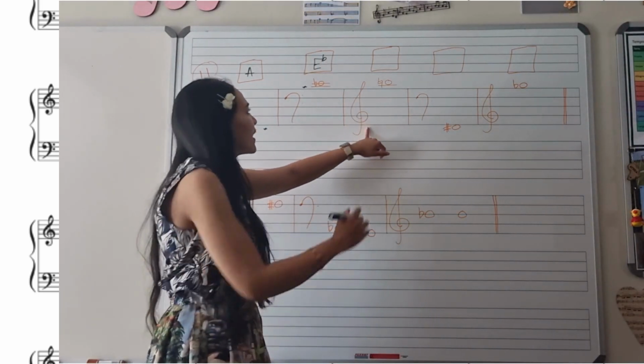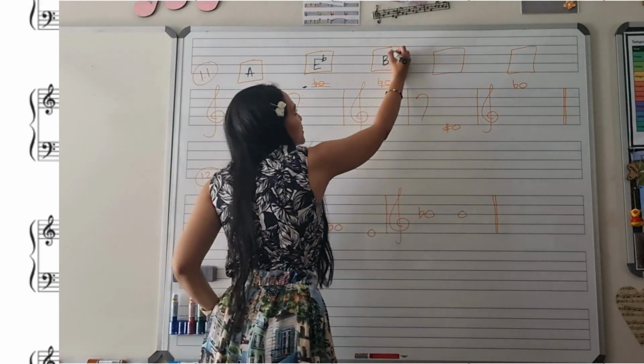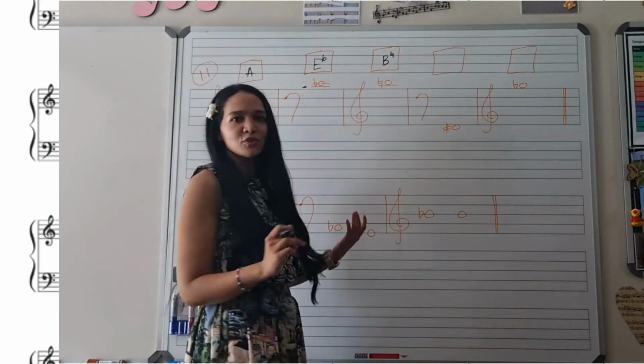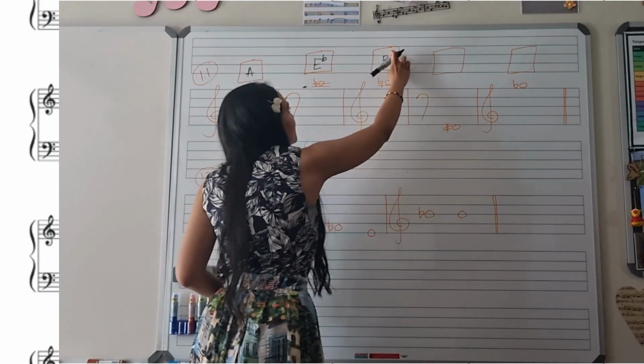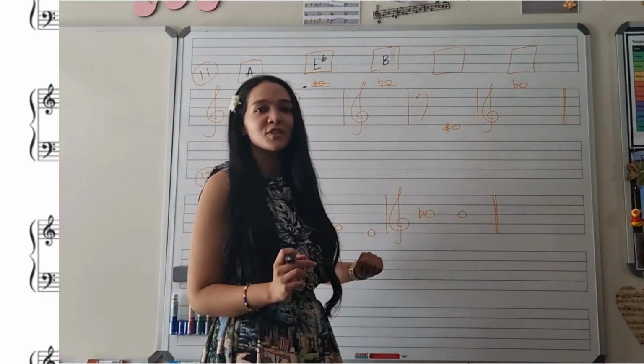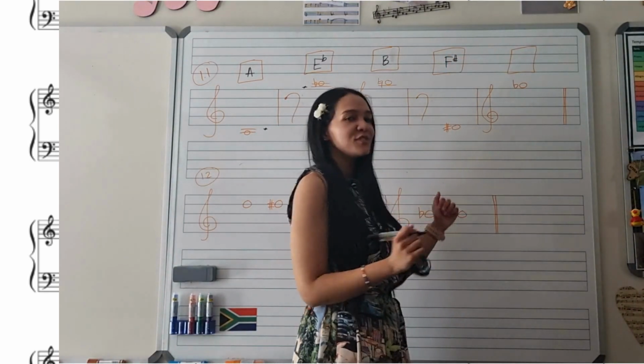Then we have a B natural in the treble clef. You don't have to put the natural sign. You can if you want to, but it's not necessary. It's just a B. Then we have F sharp in the bass clef and G flat in the treble clef.